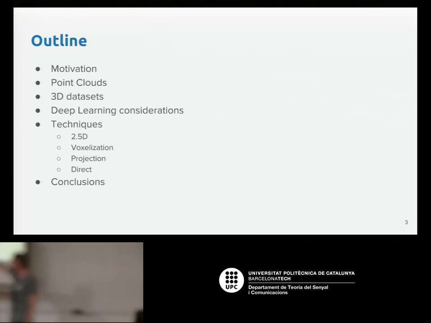It's going to be brief, but I will start with a motivation, why 3D is important. And then I will talk a little bit about point clouds, which is the most common representation of a 3D structure. Then a little bit about 3D datasets that can be used for deep learning. Some deep learning considerations of when to use point clouds and how to use point clouds within a deep learning framework. Then some of the techniques that the literature has been using for integrating point clouds into deep learning. And then some conclusions at the end.